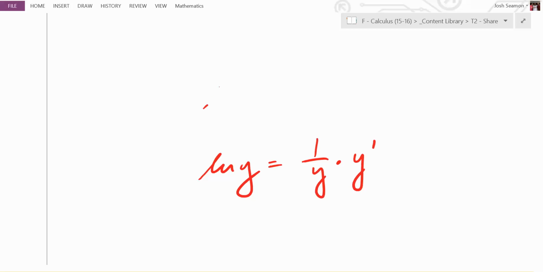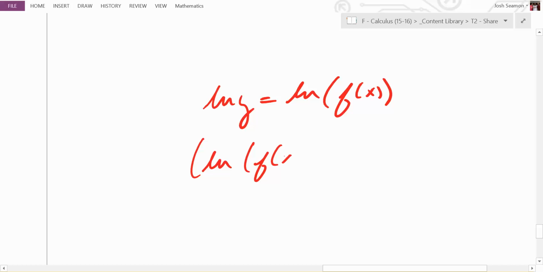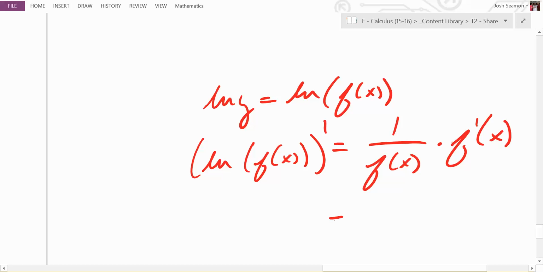Ln y is the same thing as ln of what? F of x. If you see ln of f of x, what are you more likely to do if I ask you to take the derivative? Take the derivative of the inside. Yes, do not forget that. If you do the derivative, you have 1 over f of x times what? F prime of x. And now what can you substitute back in? Y. It's the same thing.